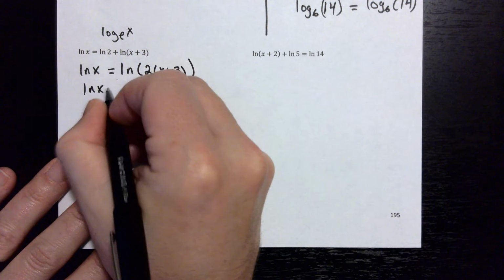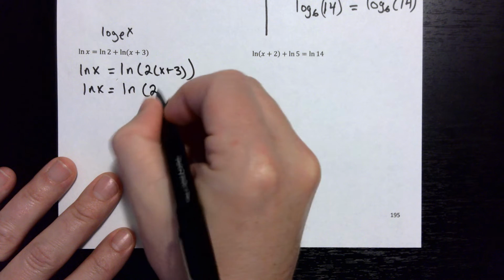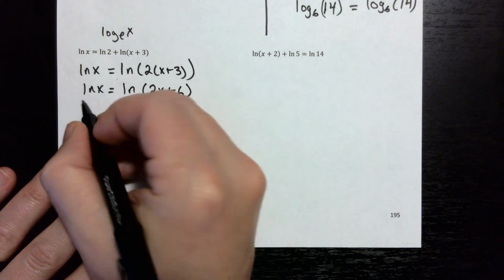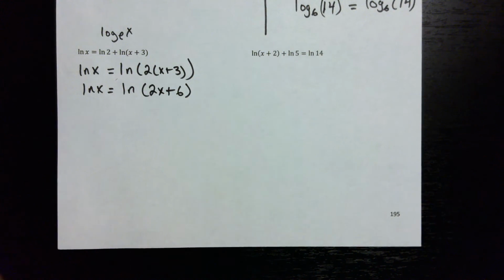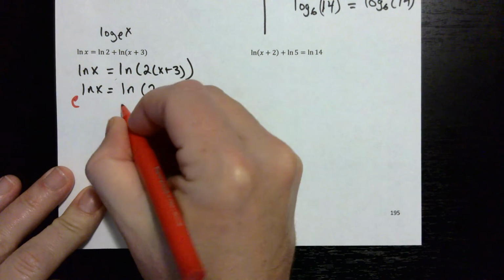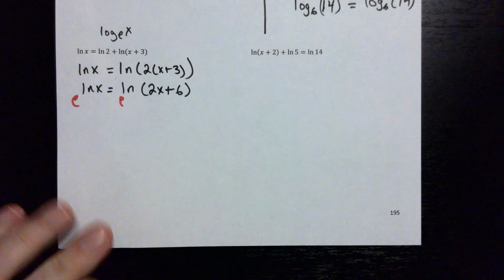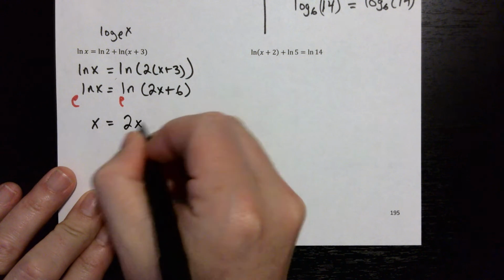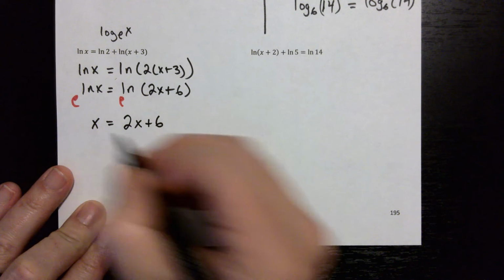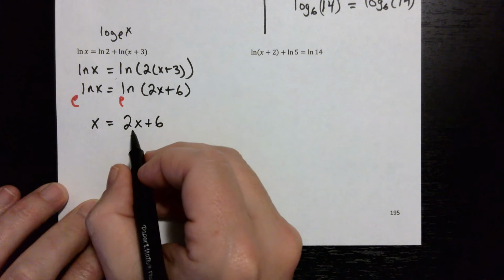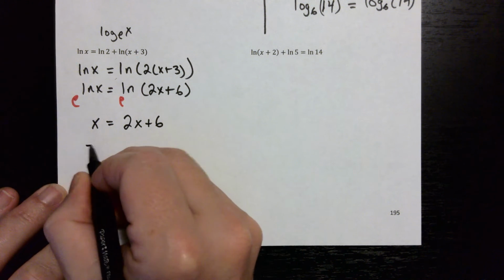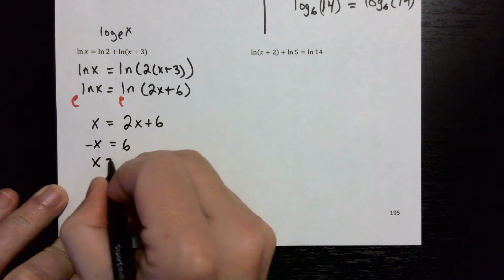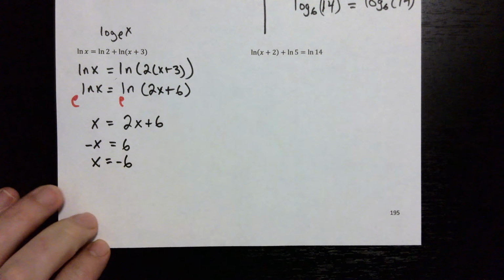So let me write that down. ln of 2x plus 6. And then we can raise both sides to the e, e to the ln. That makes them cancel. So you get x is equal to 2x plus 6. Let's move that over. I subtract 2x, and it'll be negative x equals 6. So x is equal to negative 6.